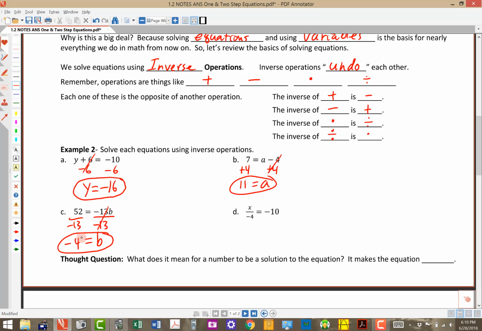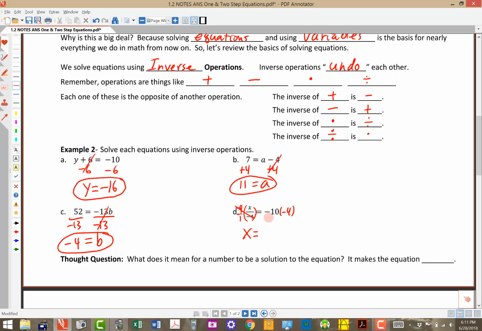Last example on this side, it says x divided by negative 4 equals negative 10. Again, we want to undo dividing by negative 4. So again, I'm always going to put the second one in parentheses. So I'm going to multiply this side by negative 4, and I'm going to multiply that side by negative 4. Notice that I put it up here, and there's a reason for that, because this is written as a fraction. That way I can cancel the numerator with the denominator. I'm really cross-canceling here. So I get x on this side.